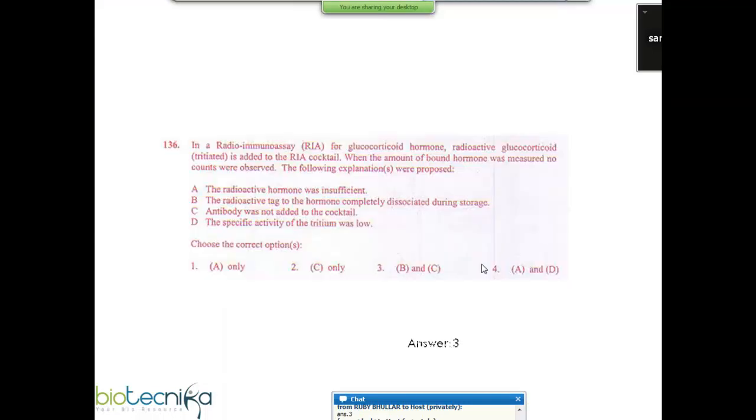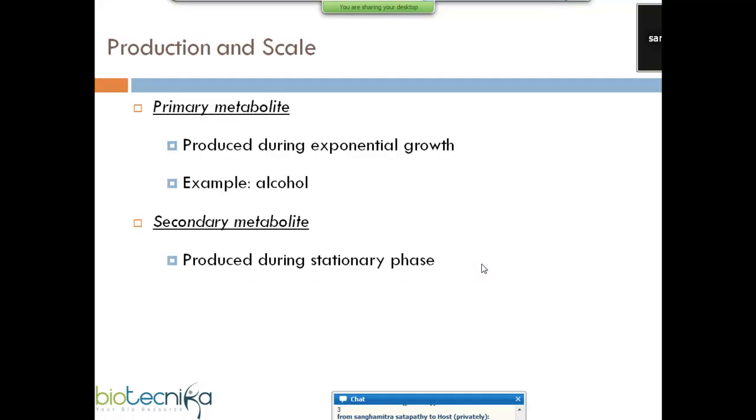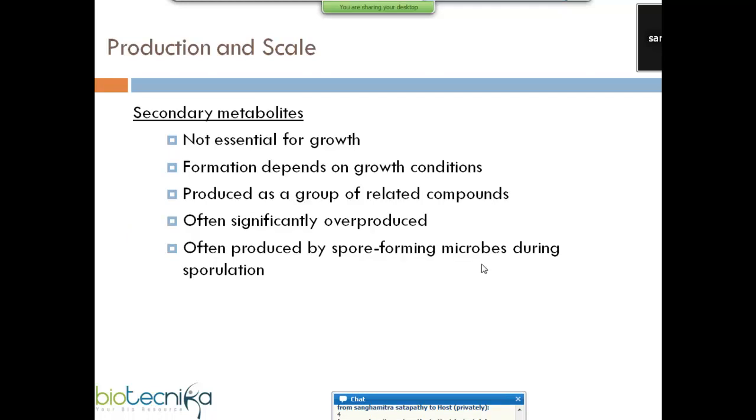Okay, the option is C. Next one. This is a primary metabolite. We know that mostly it will be produced in the exponential growth, and secondary metabolite is mostly produced in the stationary growth. Secondary metabolites are not at all required for the growth, and mostly depend upon the growth condition.